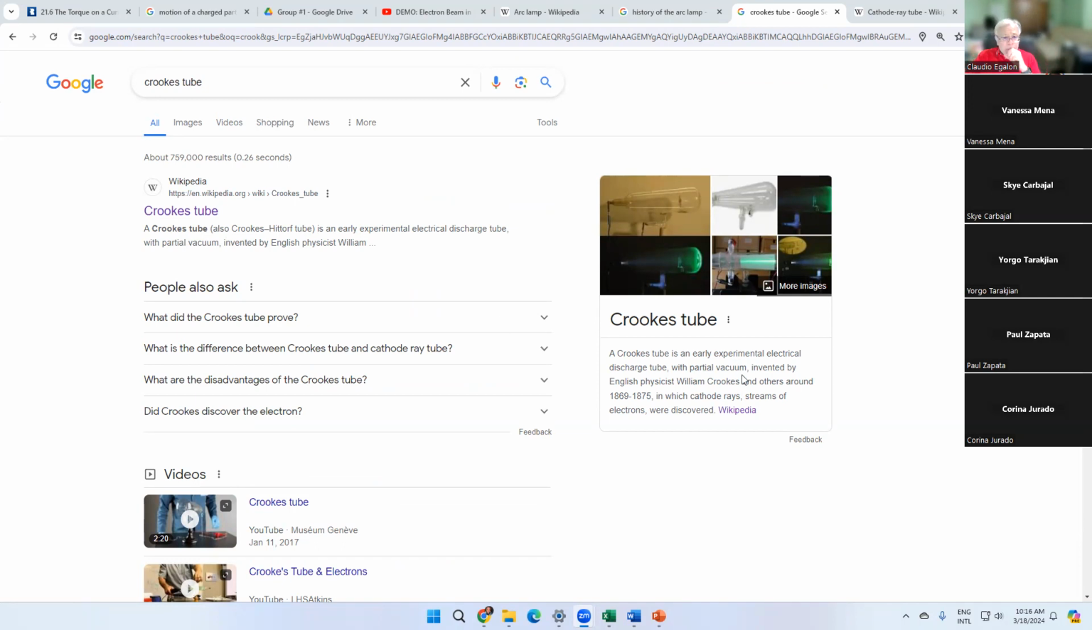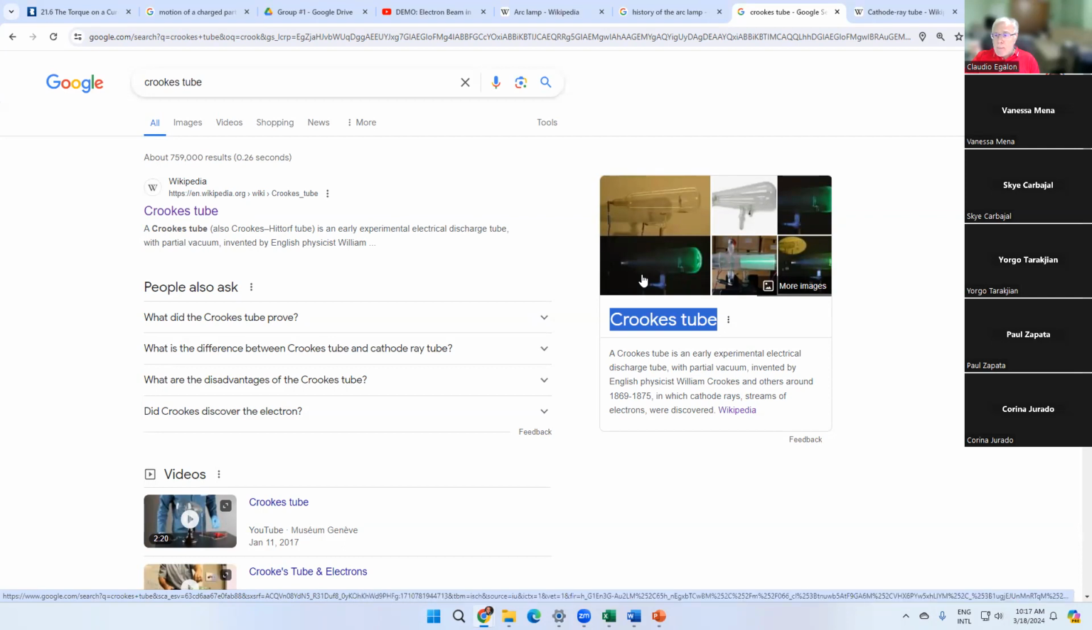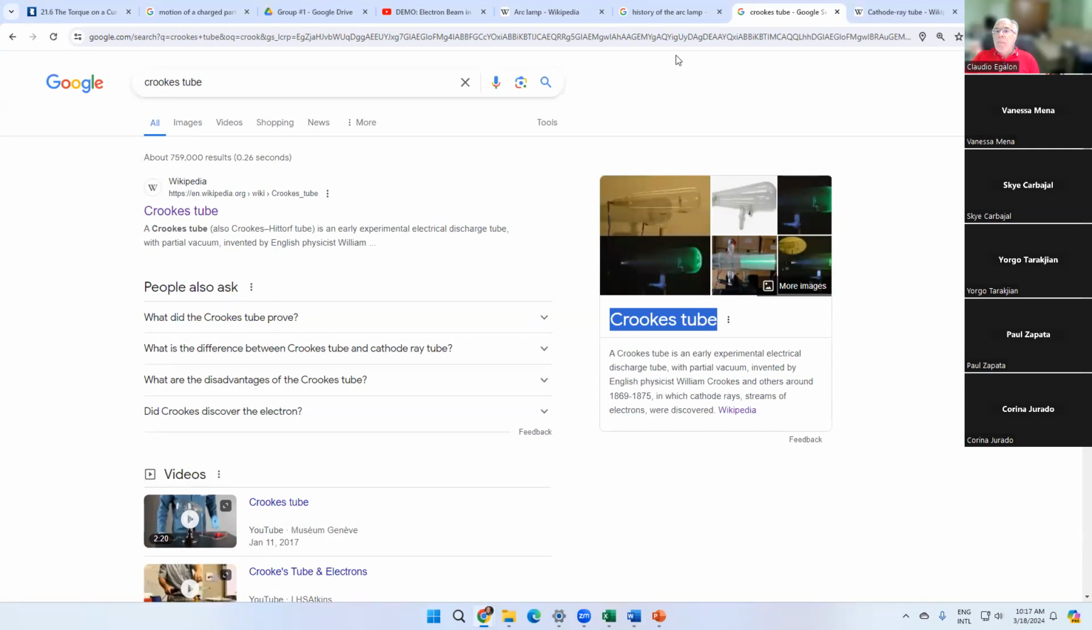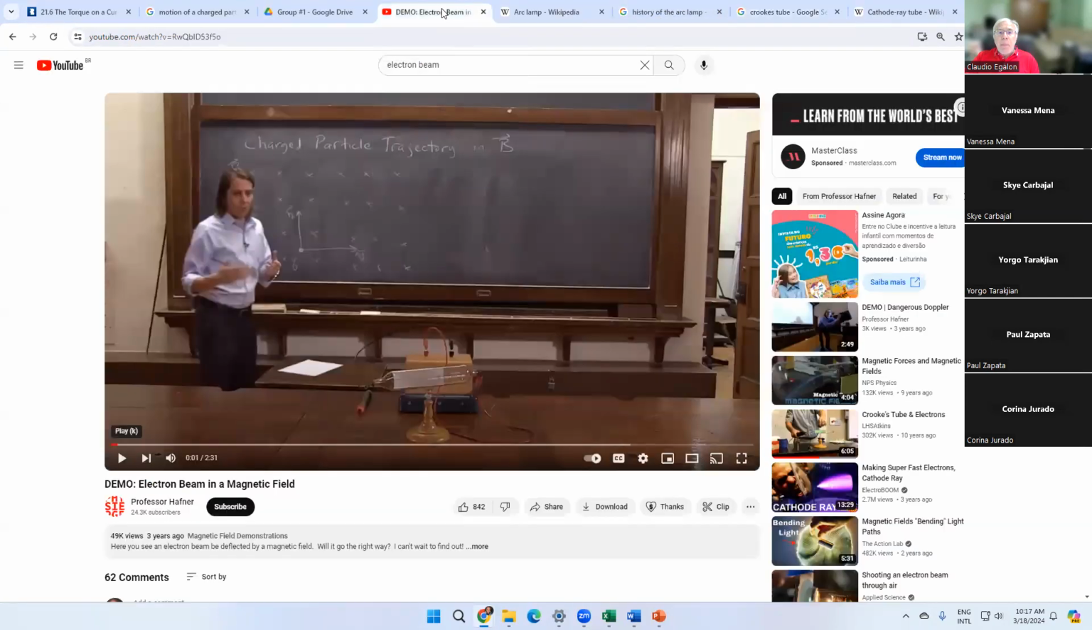And that can be done with what we call the Crookes tube, which is a very nice device that we can use to demonstrate the deflection of charged particles by a magnetic field. We have this device there at LA Harbor. And here you go. I'm going to show you a video on YouTube that shows one of those Crookes tubes. Here's the Crookes tube right in here. We have one of those there at the LA Harbor.